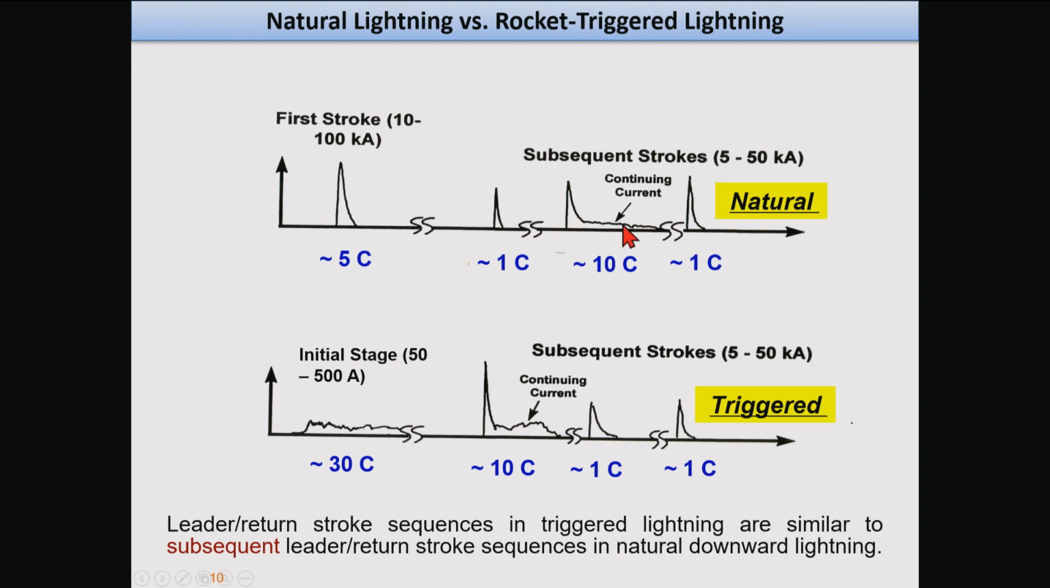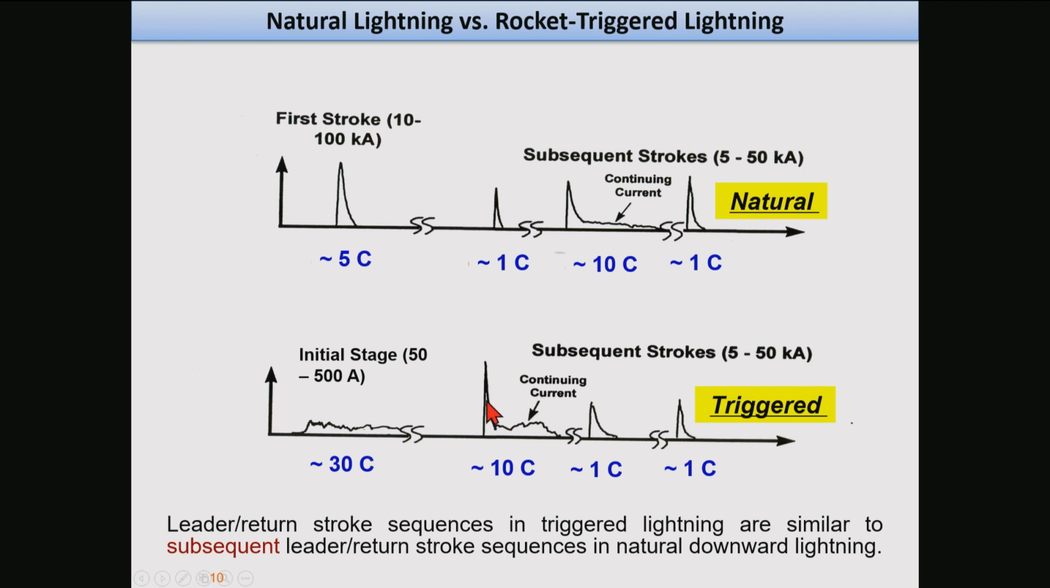Here the second subsequent stroke, or the third stroke in the flash, was accompanied by continuing current. In the case of rocket-triggered lightning, there is no first stroke, there is no stepped leader propagating from the cloud to the ground. What we have instead is the initial stage. It typically lasts for hundreds of milliseconds, and the currents are low, of the order of 100 amps, as opposed to 10 to 100 kiloamps for the first stroke, but this is the impulsive component only. And 5 coulombs is the charge transfer typical for first strokes, while for the initial stage, typical charge transfer is 30 coulombs.